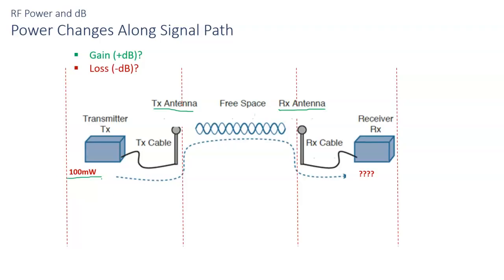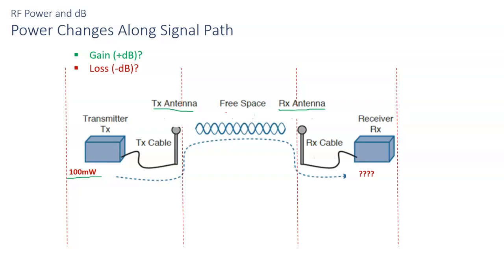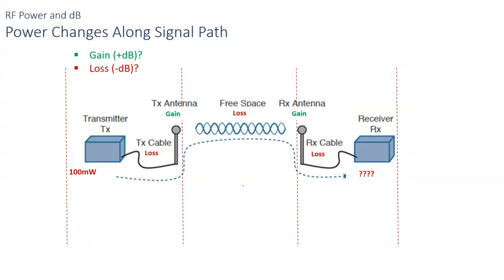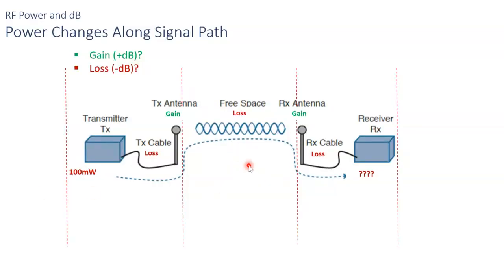And the original power. These are gains for me. It will add. So what about the losses? Losses are free space loss, when the signal passes in the channel between the transmitter and the receiver, and losses in the transmission cable, and losses in the receiver cable. Those in green are gains, and those in red are losses.